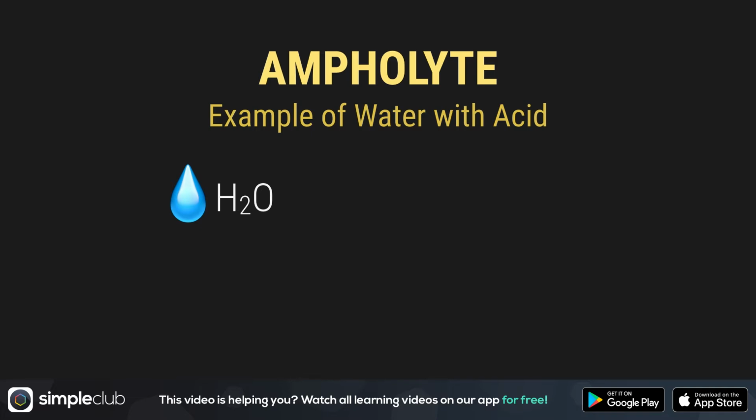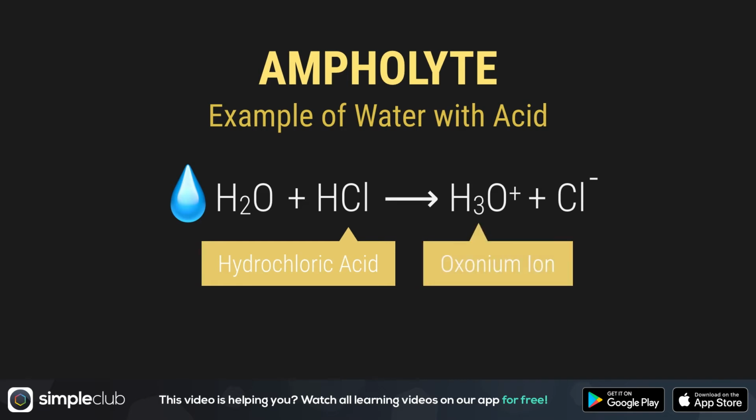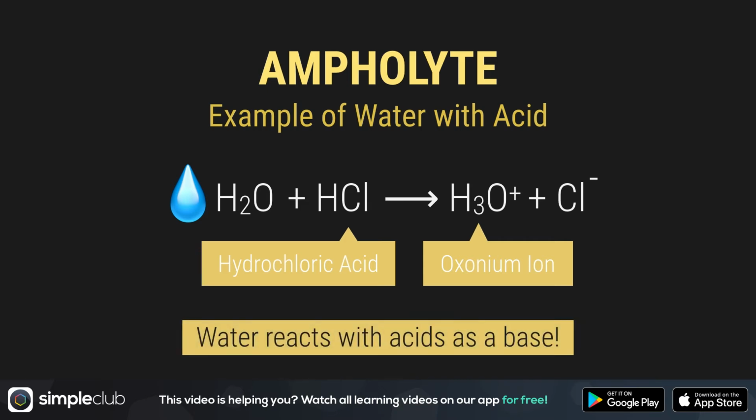Let's take a look at what happens to water when we add an acid to it. For that, let's take good old hydrochloric acid. After the reaction, it looks like this. The water has stolen an H+ ion from the hydrochloric acid and now exists as an oxonium ion. The hydrochloric acid gives up protons and earns its name as an acid, and the water takes up protons so it would pass for a base.